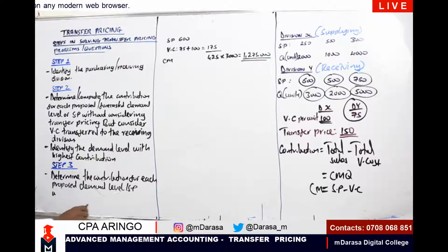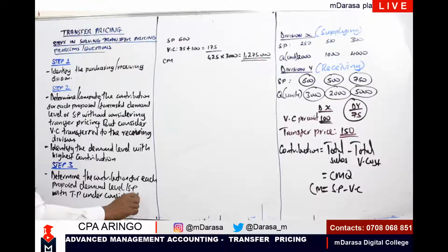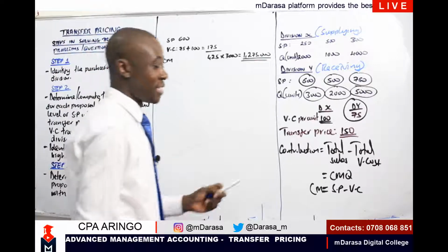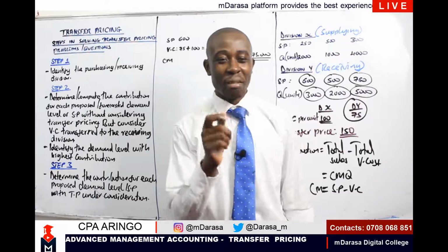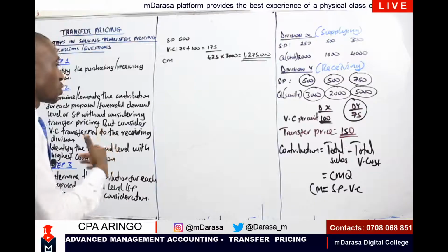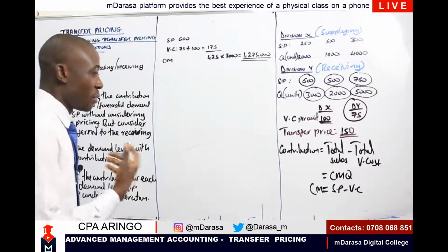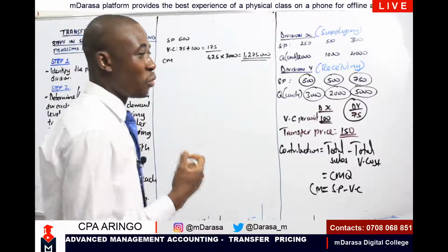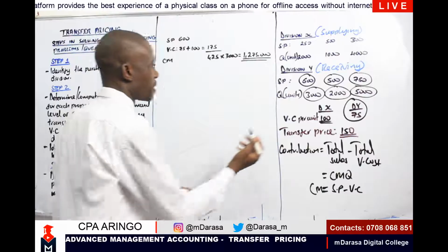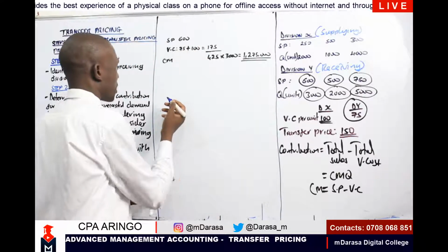Putting transfer pricing under consideration. The same concept. In step number 3, we are going to determine the contribution, but what are we going to do? I'm going to consider the transfer price. The same scenario, we are still on our receiving division.